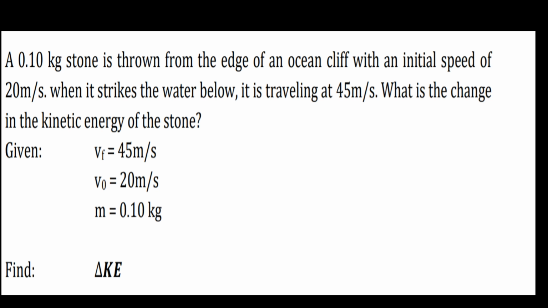First, you have to analyze the problem and identify what are the given and unknown. So from this given problem, the given are the following. The initial speed is 20 meters per second and the final speed is 45 meters per second. The mass of the object is 0.10 kilograms, so you are asked to find the change in the kinetic energy of the stone.